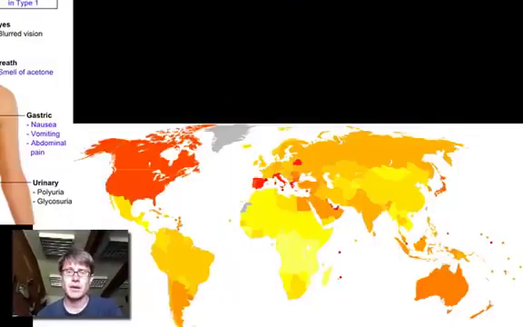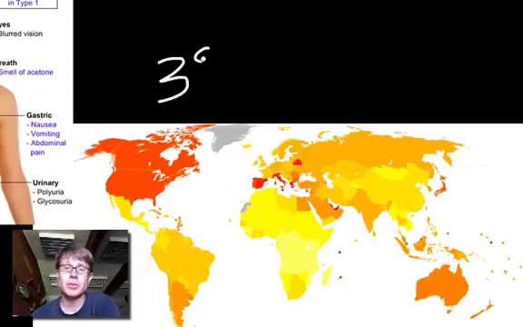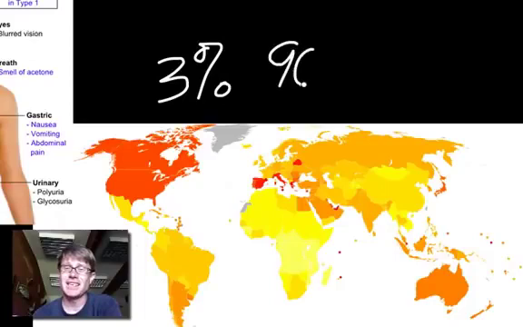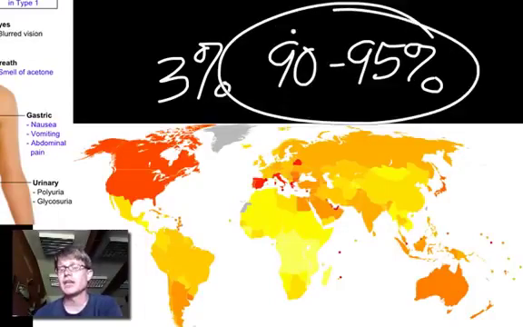Now this is a map of where diabetes is on our planet. About 3% of the people in the U.S., or worldwide, have diabetes, but about 90 to 95% of that is not a mistake in the beta cells. It's actually tied to our diet, type 2 diabetes. And this is a chronic disease. Once you get diabetes, you have it for the rest of your life.